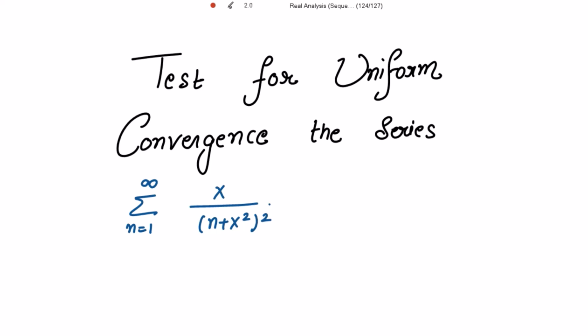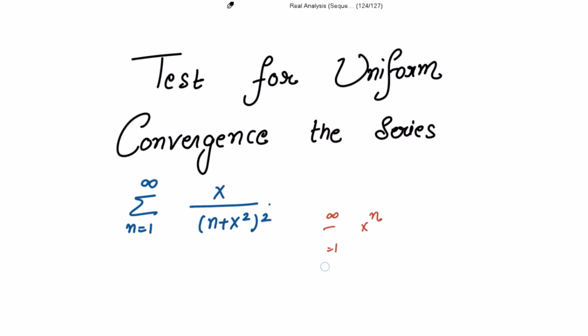In the previous example we also used D'Alembert's test. We can use D'Alembert's principle if the given series is of the kind a_n x to the power n. In such a kind of series we use D'Alembert's test for the series to be convergent, right? And then we apply the Weierstrass M-test for the uniform convergence.